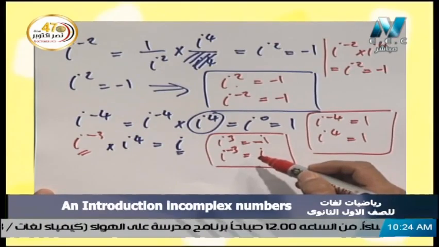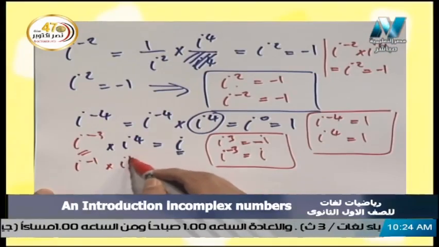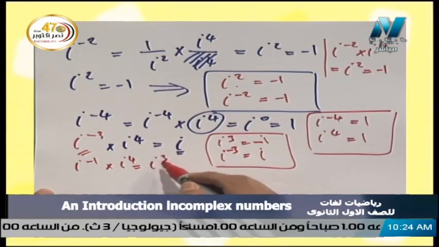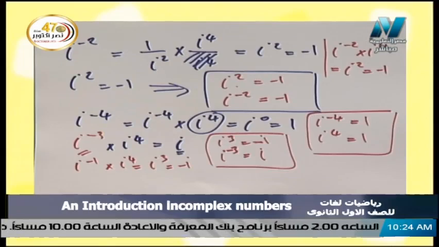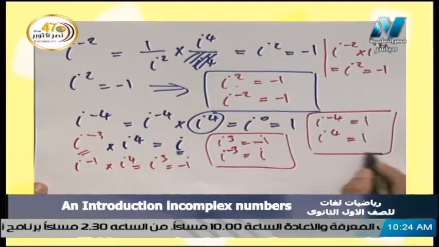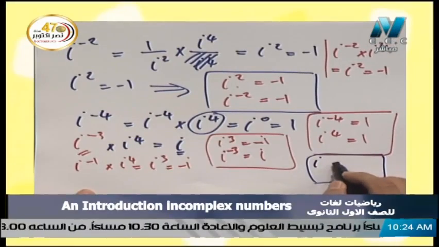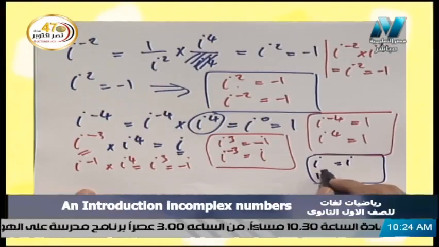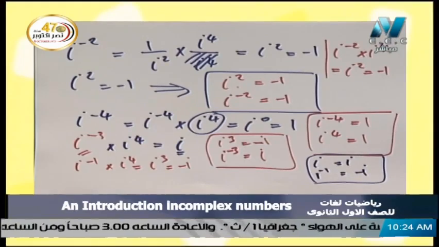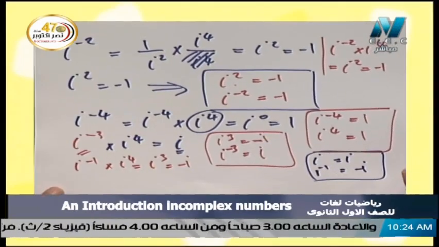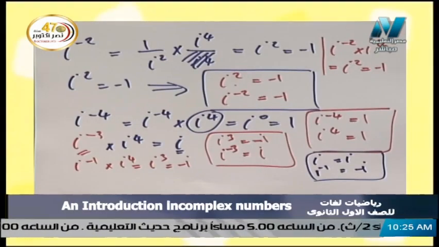What about i power negative 1? Of course we can multiply it by i power 4, which is 1, so it's i power 3, which is negative i. And we can state a conclusion about this: i power 1 is i, but i power negative 1 is negative i. Okay, it's really easy for you, but you should practice it carefully.